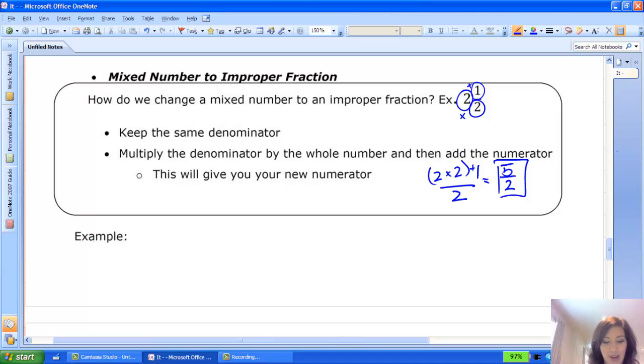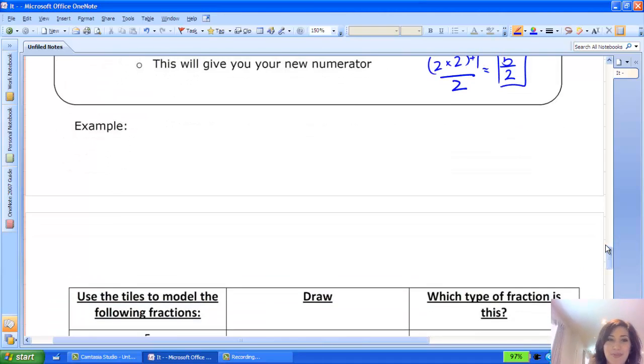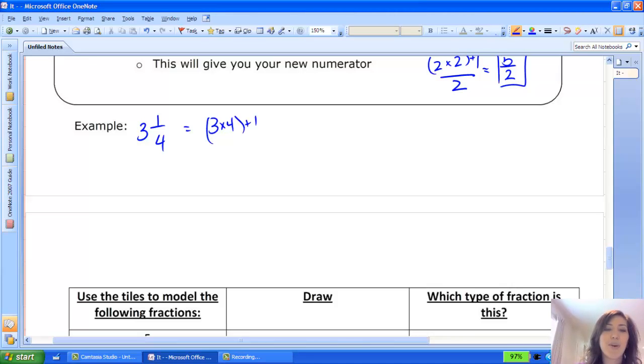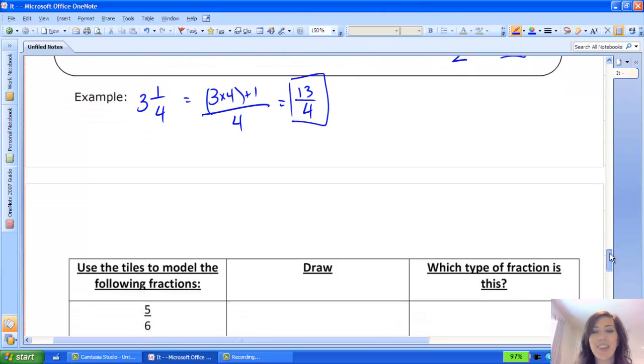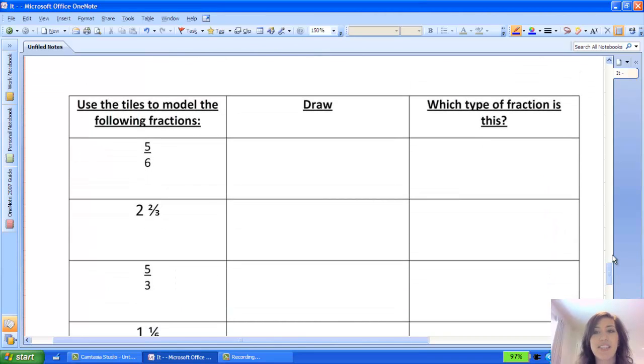There we go. Let's try another example. If we have, say, 3 1/4, 3 times 4, plus 1, keep the same denominator, so 12 plus 1 is 13 over 4. There we go. We modeled some of these in class, so I'll just quickly go over them here for you.